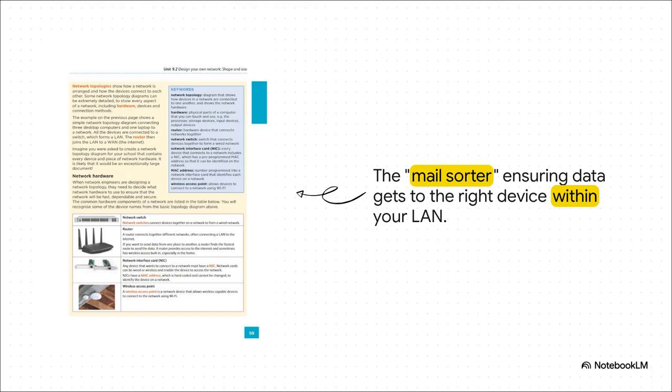So, if a router is the traffic cop for the whole town, a switch is kind of like the mail sorter inside a single office building. It takes any data coming in and makes absolutely sure it gets delivered to the correct device on that local network, and only that device.